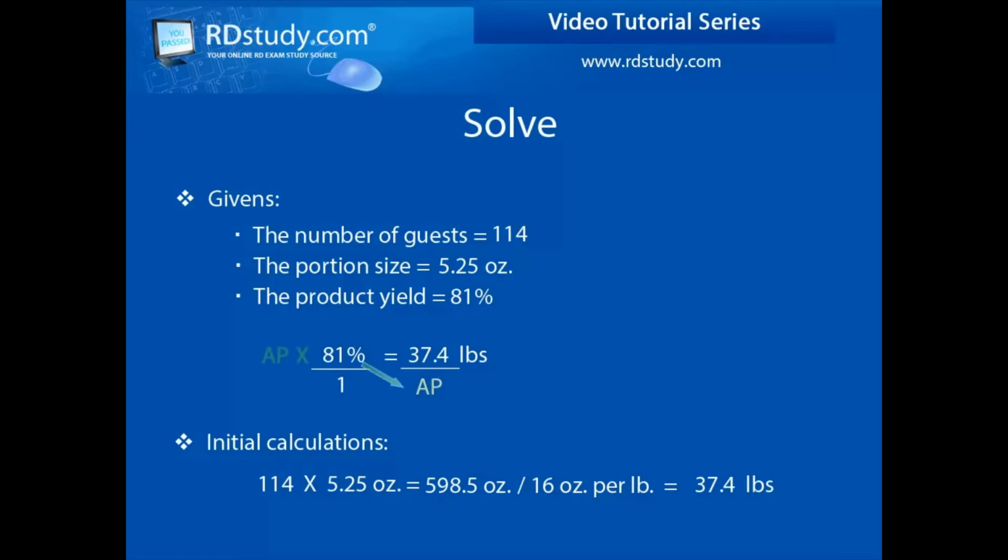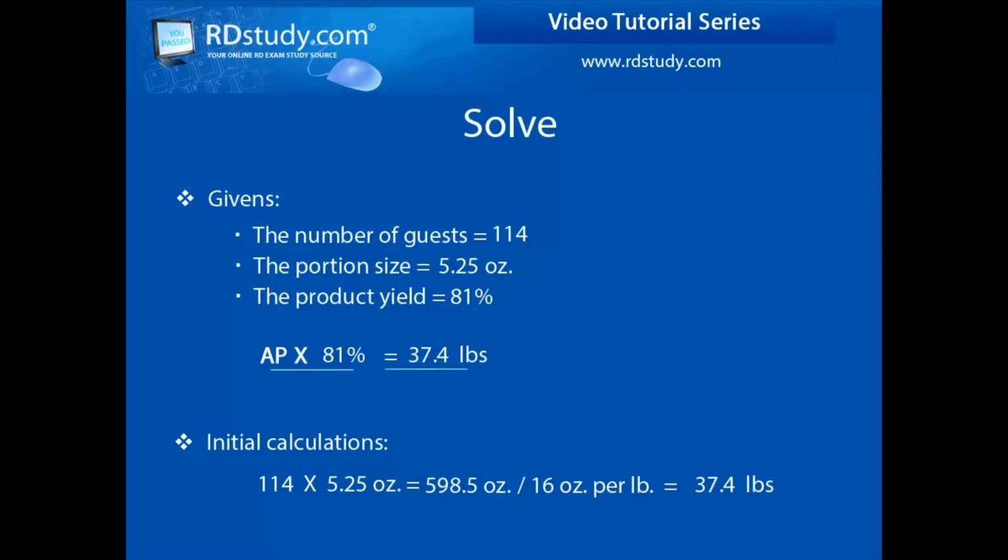Now cross multiply 81 times AP to get AP times 81%. Finish the cross multiplication by multiplying 1 times 37.4 pounds to get 37.4 pounds. The fractions are now gone, but AP is still not isolated. We need to get AP by itself on one side of the equation. This will require one more step.